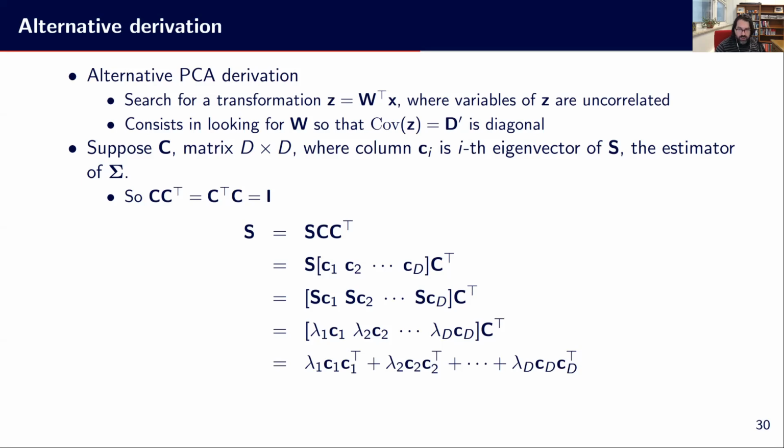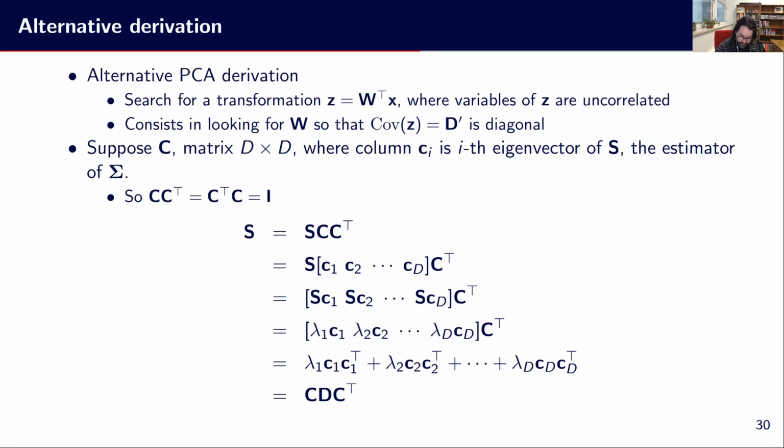And so if we expand even a little more with the C transpose, we get something like lambda 1 C1 C1 transpose, plus lambda 2 C2 C2 transpose, up to lambda D CD CD transpose. So this is an expansion of the covariance matrix, where we compute everything that way. So we are able to decompose the covariance matrix that way. And this is equivalent to C times D times C transpose.